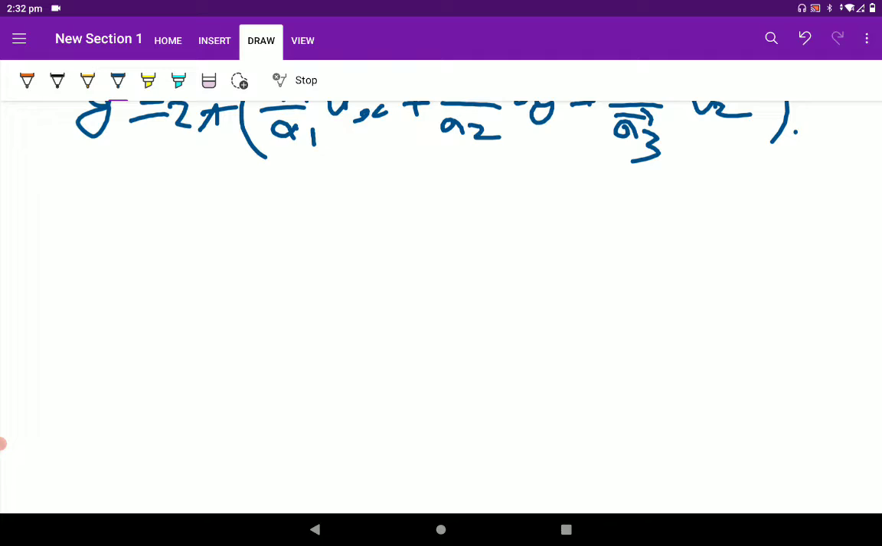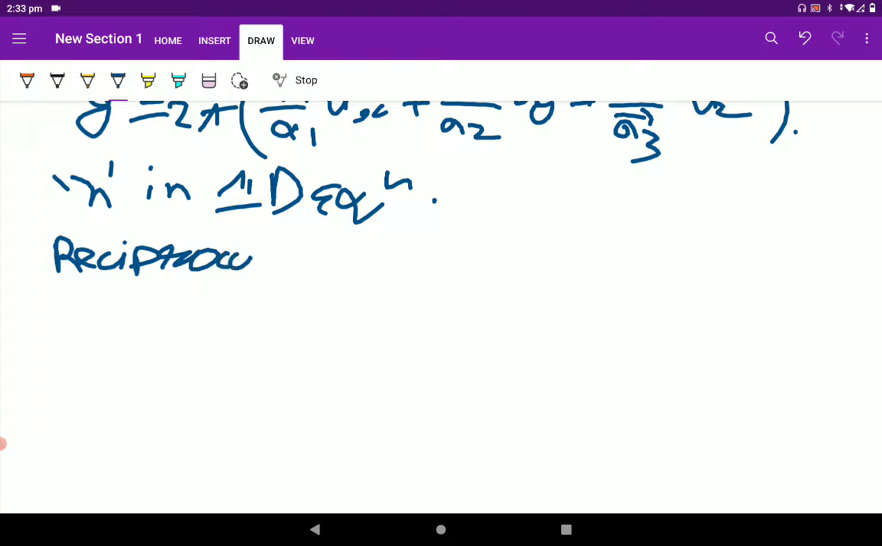So here h, k, l are integers which play the same role as n in the one-dimensional equation.